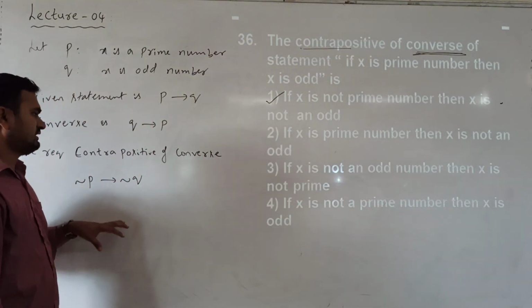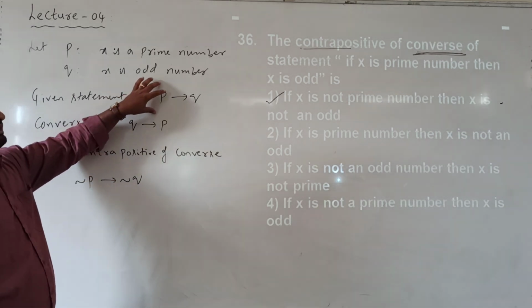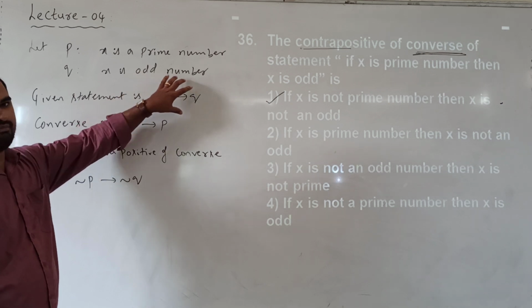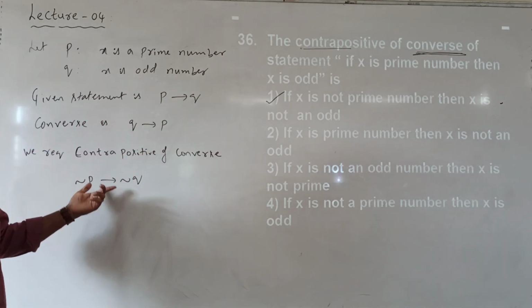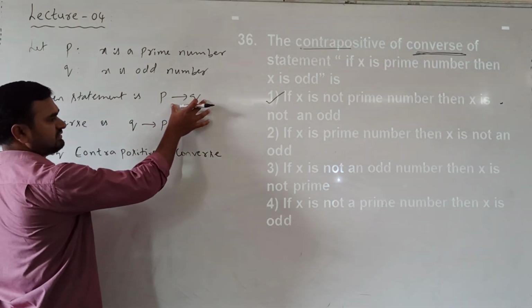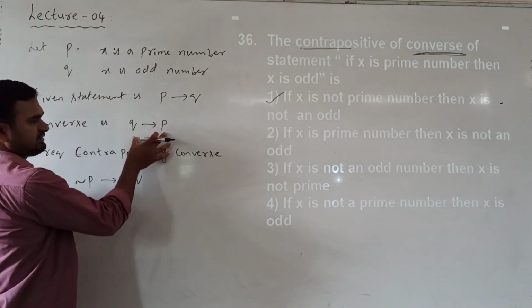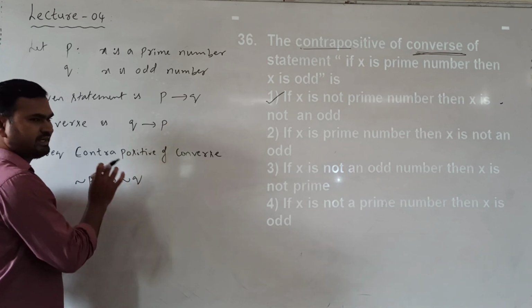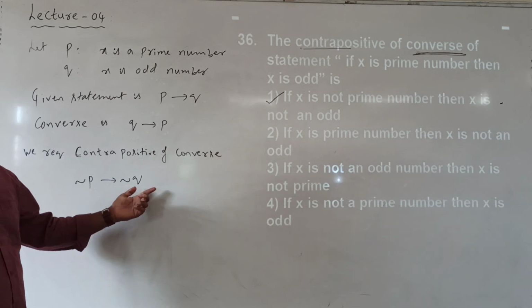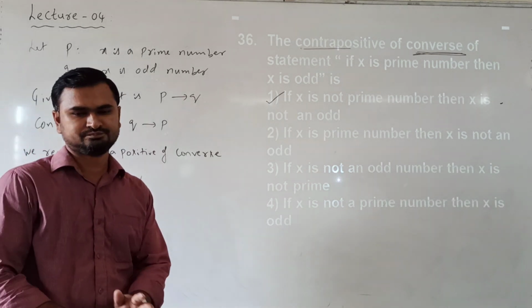We are not writing the contrapositive for P implies Q, that is the given statement. We are writing the contrapositive for the converse statement. So first write the given statement, then write the converse statement. For this converse, we write the contrapositive, that is negation P implies negation Q.